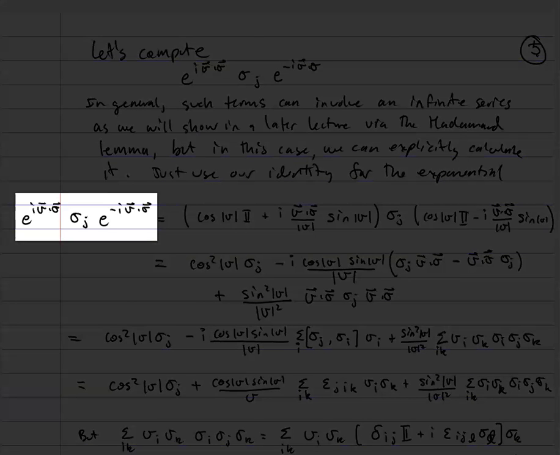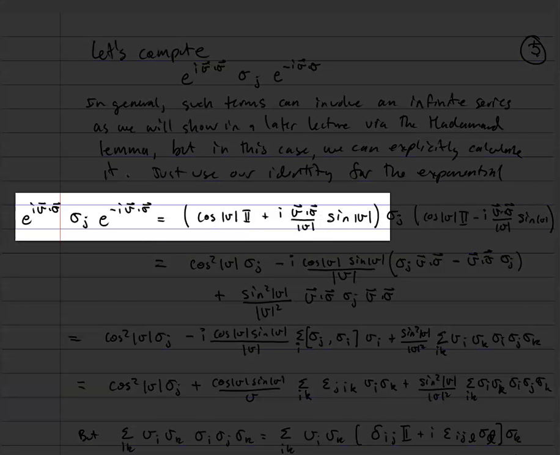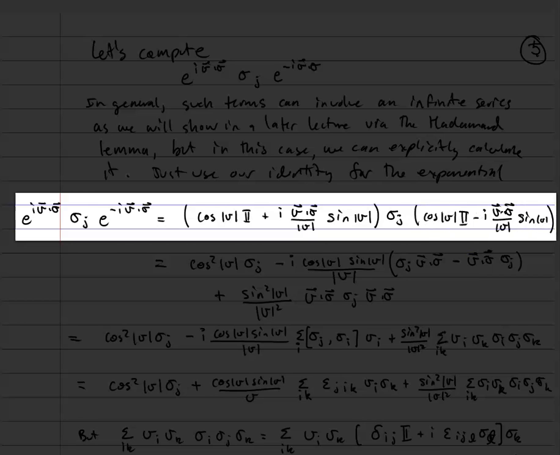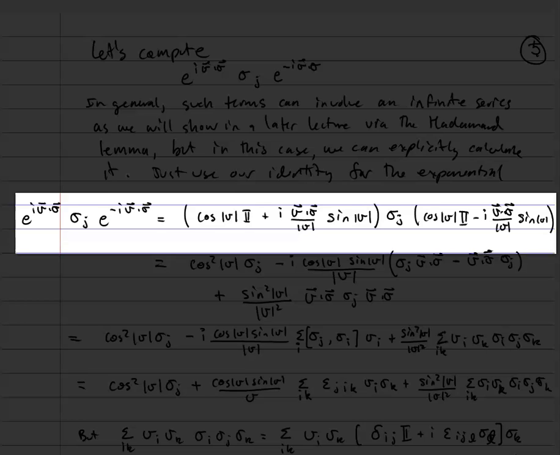So e to the i v dot sigma is cosine v times the identity matrix plus i v dot sigma over v times sine v. Remember again, v dot sigma is vx sigma x plus vy sigma y plus vz sigma z. I get my sigma j, and then I get the cosine v times the identity minus i v dot sigma divided by v times sine of v.